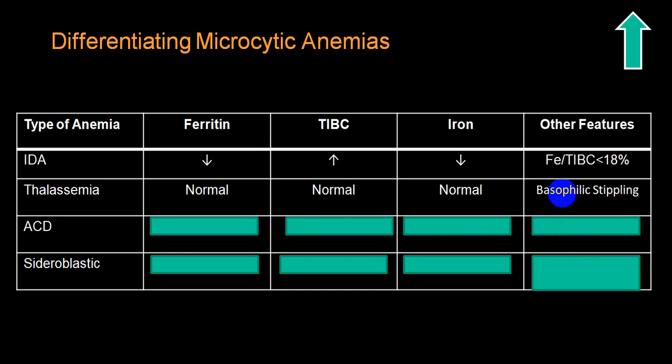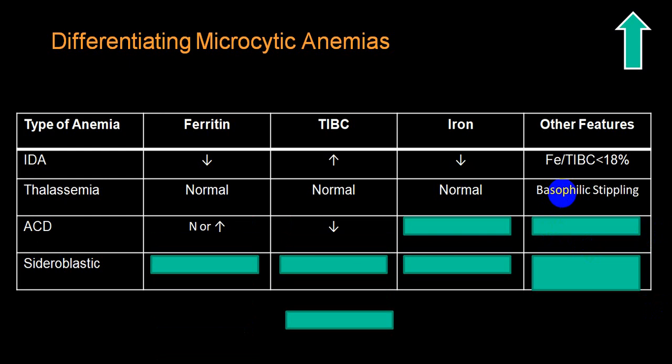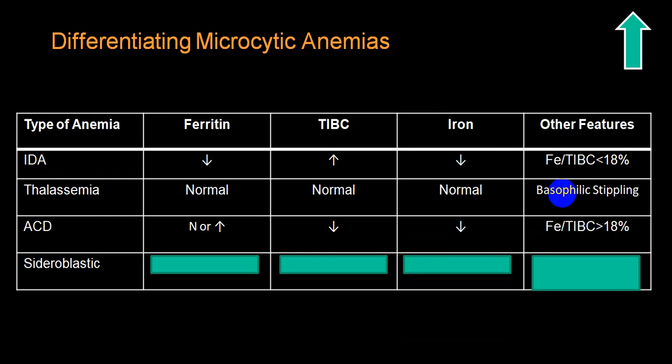In anemia of chronic disease, ferritin will be normal. In some cases, ferritin level may be elevated. TIBC will be reduced because iron cannot be utilized. Iron is present, but iron cannot be utilized. And iron level available will be low. And specifically, the saturation will be more than 18%.